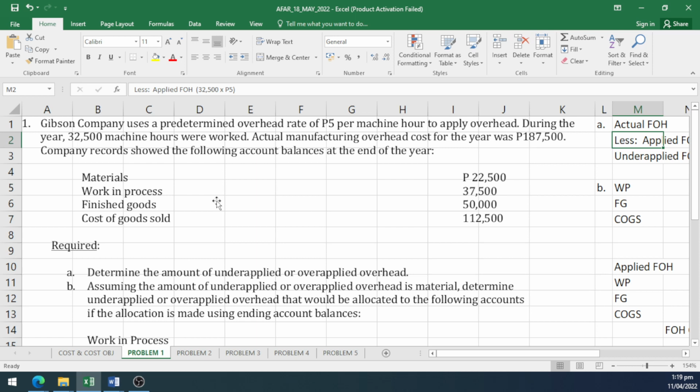Yung normal costing kasi, overhead rate times actual capacity attained. But in the case of standard costing, the applied factory overhead is the overhead rate, more particularly, we call that standard overhead rate times the standard capacity allowed on actual production. More on that, ladies and gentlemen, pagdating natin sa Afar 20, yung topic na standard costing.